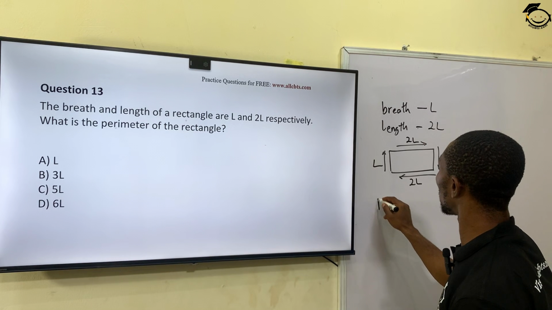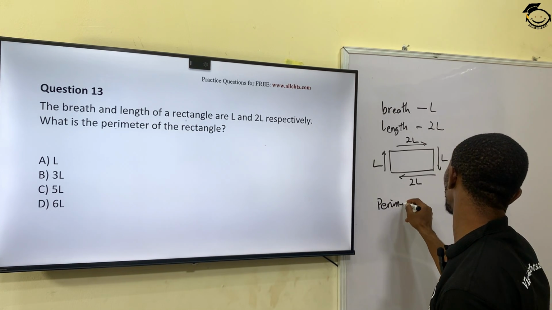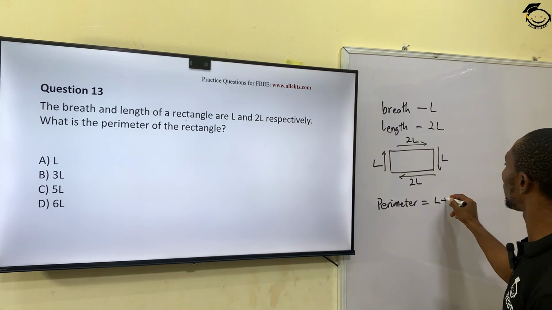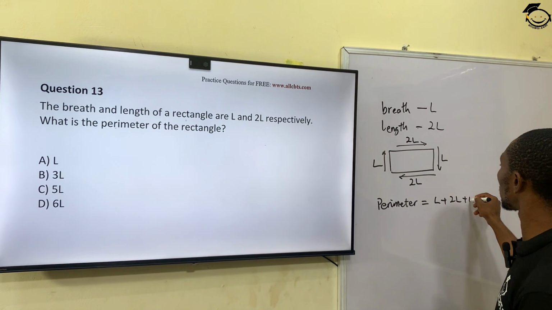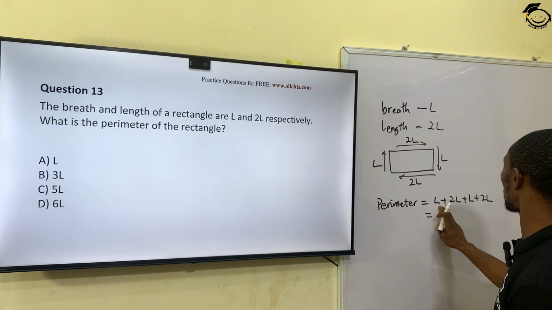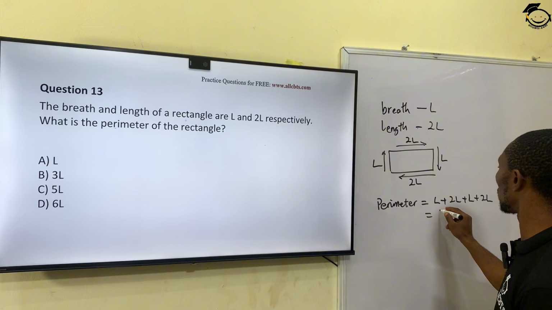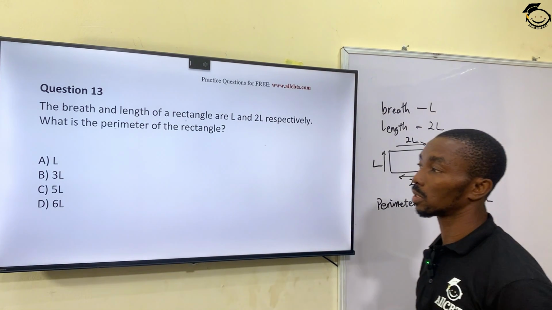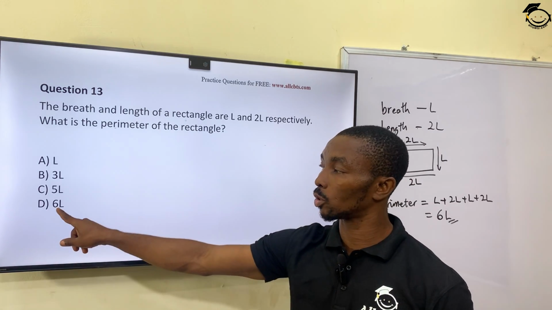So for perimeter, we are going to have L plus 2L plus L plus 2L, which is going to give us 3L plus 3L. That will give us 6L. So for our perimeter, we are having 6L, which is our option D.